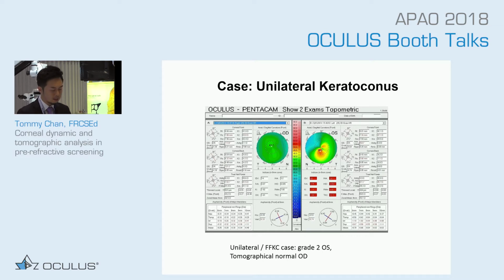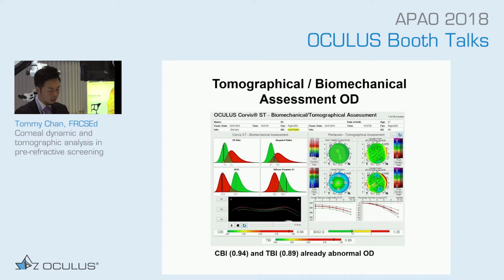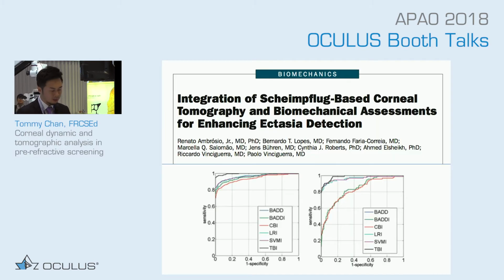This is one example of a unilateral keratoconus. You can see the left eye is definitely abnormal. The right eye tomographically looks normal. But when you do the CBI, it is quite high, 0.94, and they give you a very abnormal TBI, so that means it is an abnormal cornea. Their study showed that the TBI has a very high area under curve compared to the BAD and the CBI.